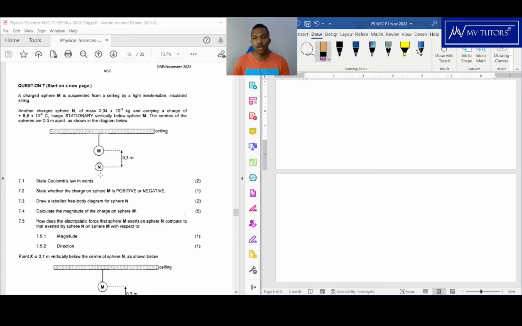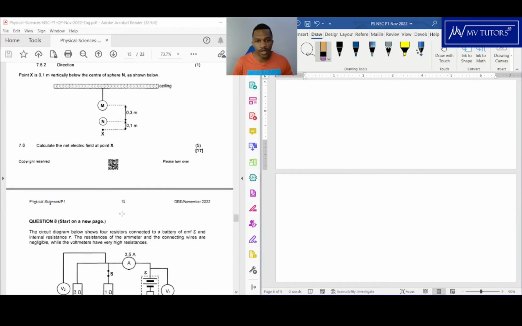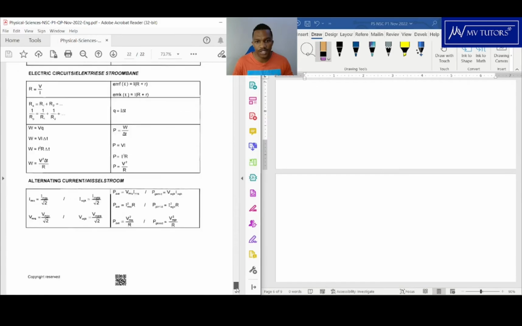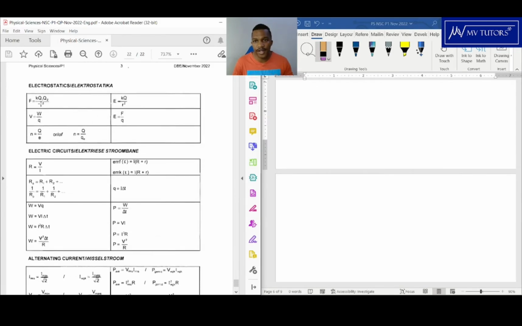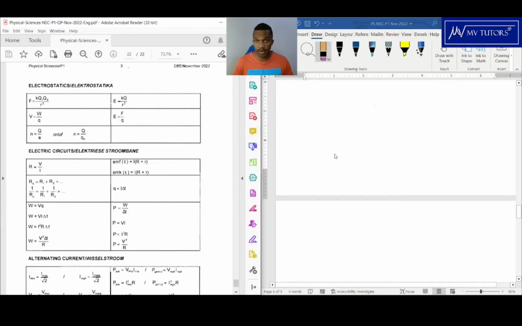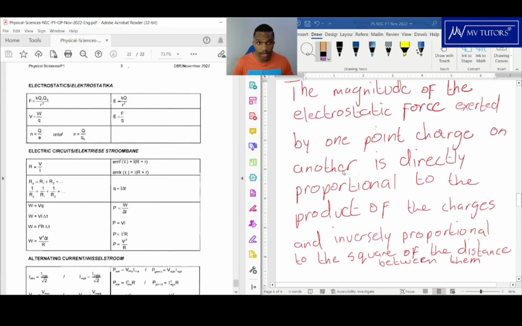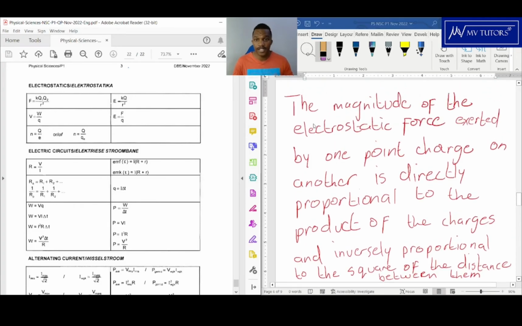State Coulomb's law. When it comes to Coulomb's law, you really just want to check the formula you have been given in your formula sheet. There it is. You're basically just putting this in words. I didn't want to waste much time, so I wrote it right here, but let's go right through it.